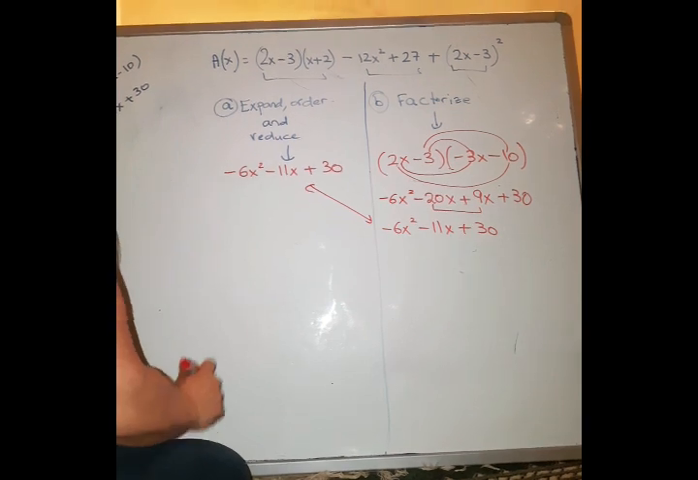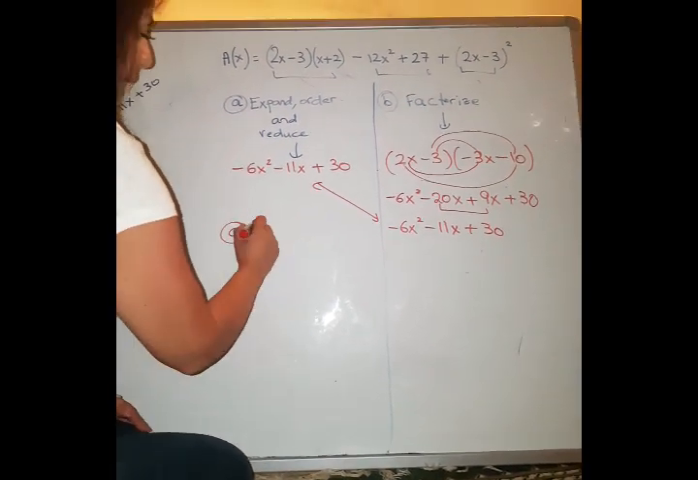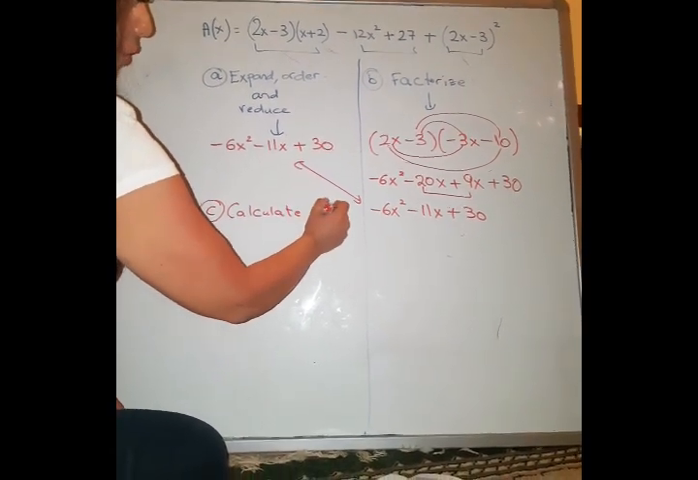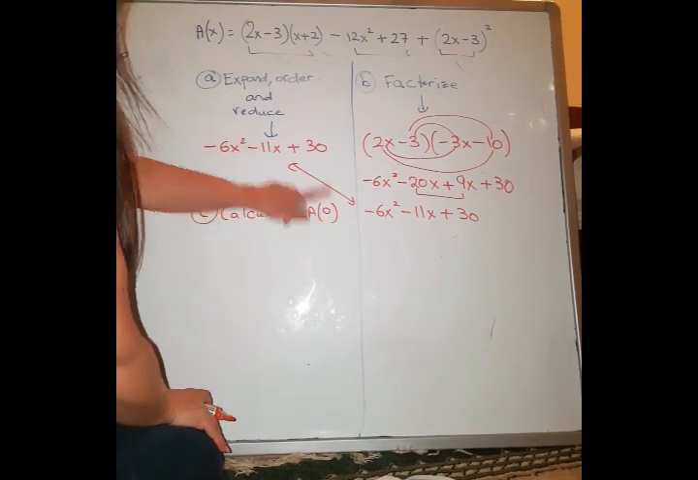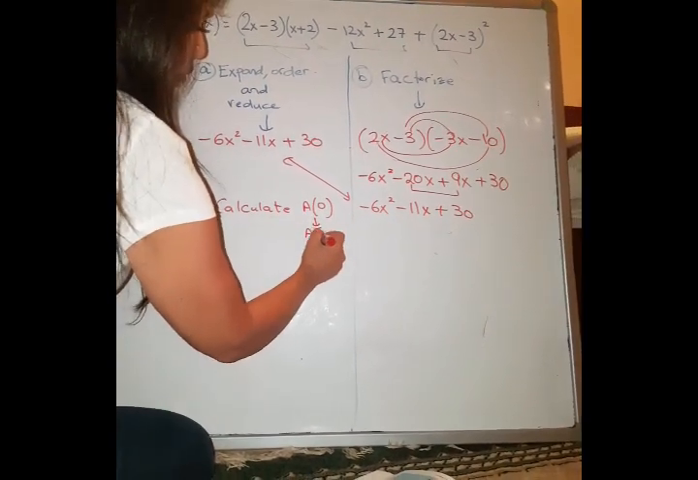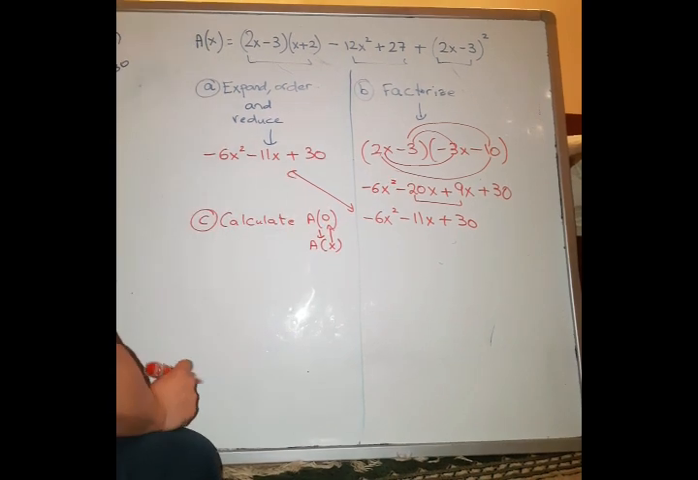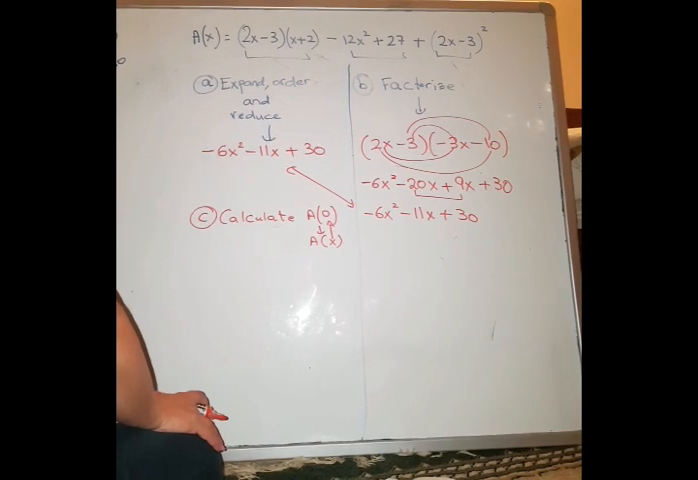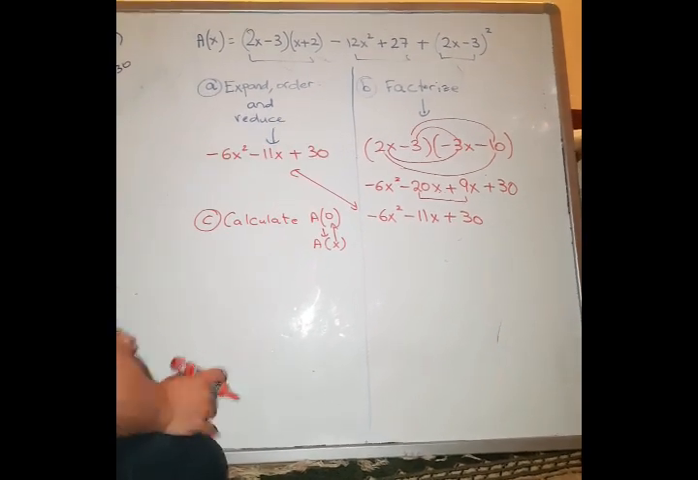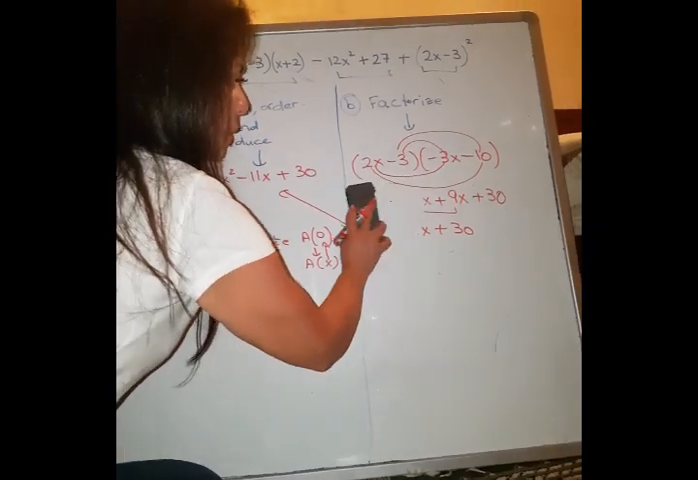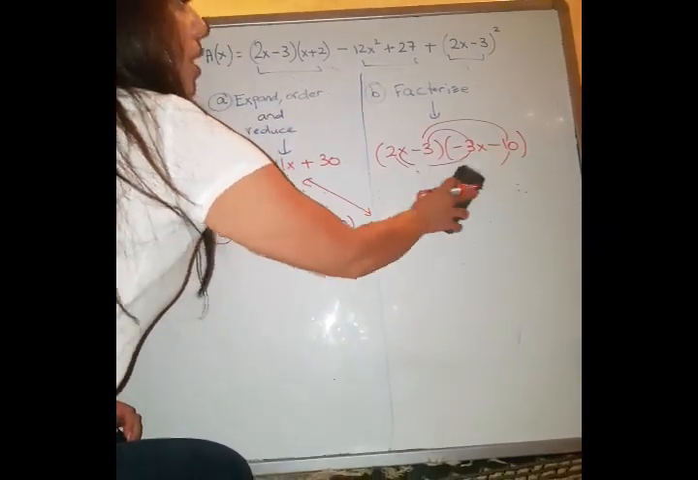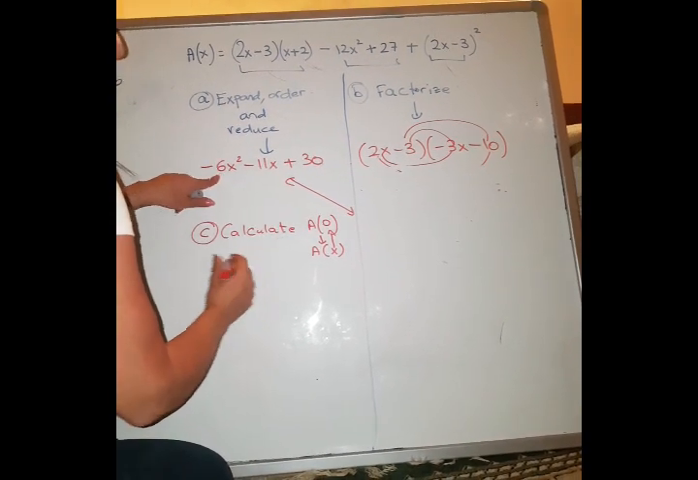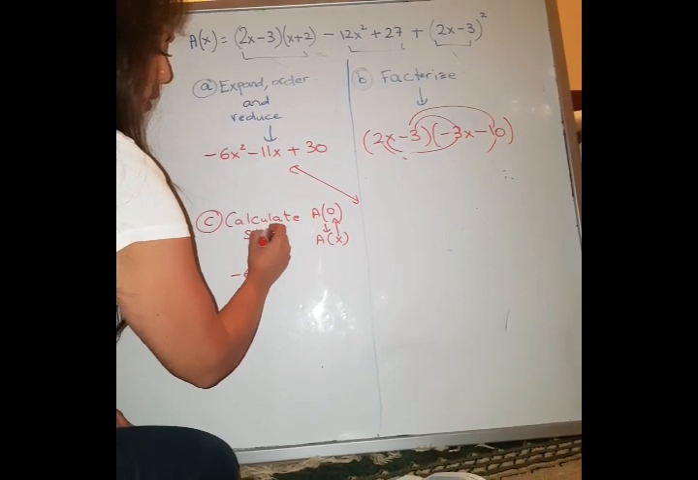Okay? Now, part C says calculate a of 0. What do they mean a of 0? That means a of x. So x is 0. I can put it in this or I can put it in this. The easier is using the expanded form. You can use whichever. Okay? So you can use the one with parentheses, the one with factorizing, or you can use the other. They're going to give you the same answer. So if I put it in here, it's negative 6. I only simply substitute.